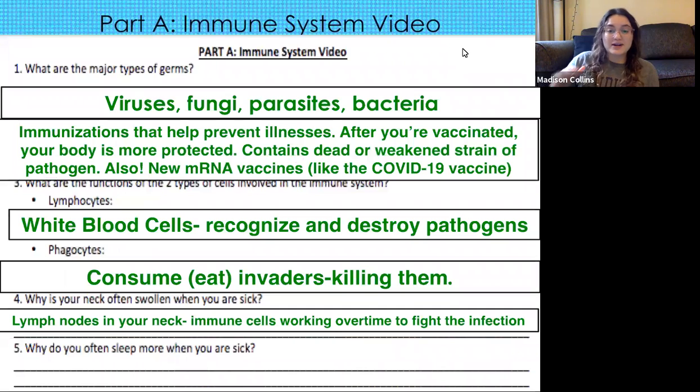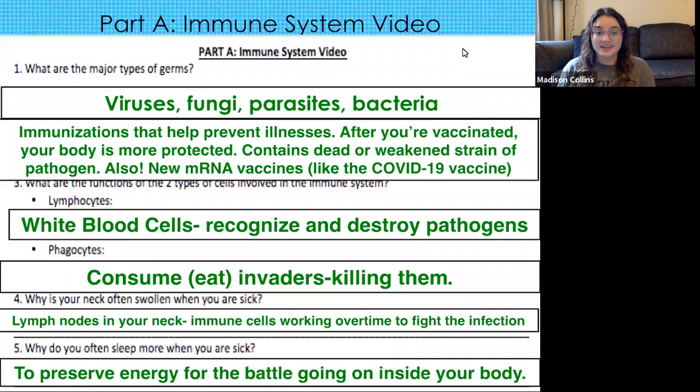Well, this is because your body is working really hard to get you well again, and it needs you to rest and preserve your energy for all of the fights that are going on inside of you. So you want to rest, use fewer calories, and make sure that all of your energy is being used by your immune system to help make you better.